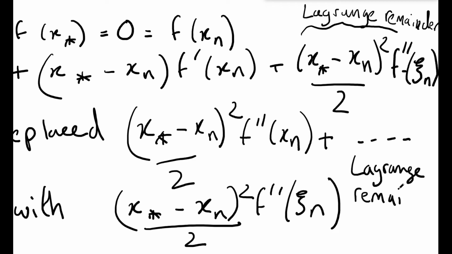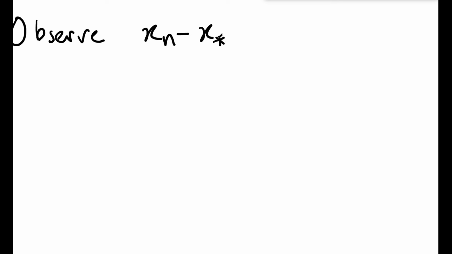This is end of year 1 calculus. It was in the notes when I last tutored it, so you may have come across this idea before and it's not the first time. We're going to proceed with this term written like this, and that makes things really easy. The other thing to notice is that xn minus x* equals our error term.